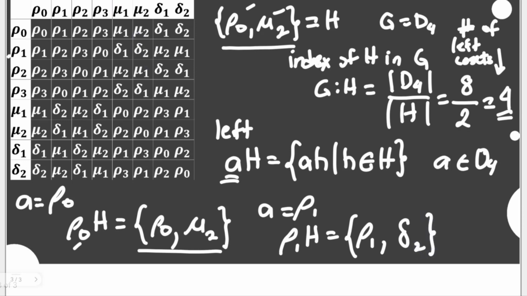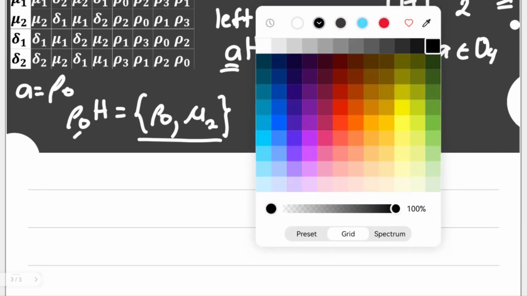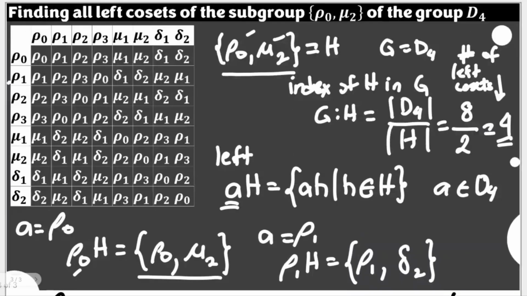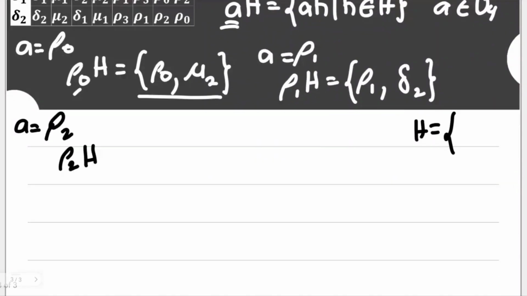Okay, that's our second left coset. I'll just simply continue here and hopefully we can see the rest of the Cayley table. So let's have the third one, if our A is rho sub 2. That would mean we have rho sub 2 and H. And our H, let me rewrite our H here. It's actually the given subgroup, rho sub 0 and mu sub 2. Let's proceed to our Cayley table.